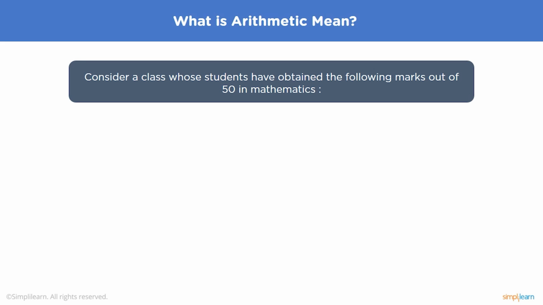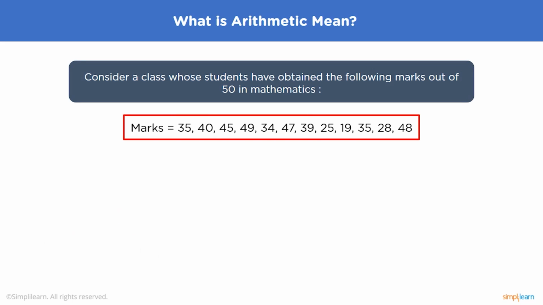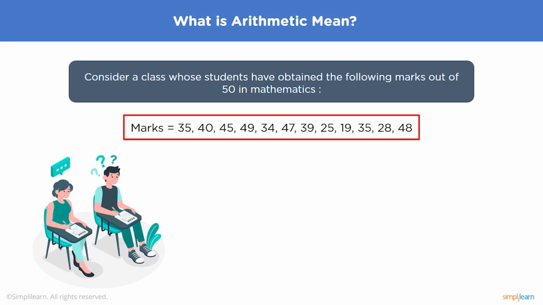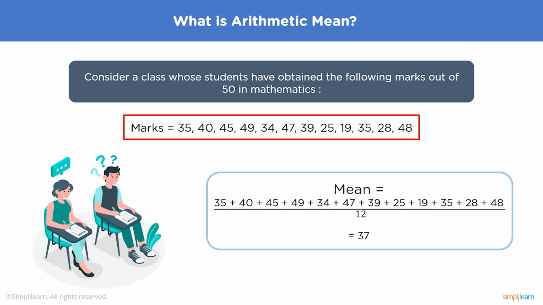Consider a class whose students have obtained the following marks out of 50 in mathematics. There are 12 students and the marks obtained by them are 35, 40, 45, 49, 34, 47, 39, 25, 19, 35, 28 and 48. Mean is nothing but the average of all the terms which are given to us divided by the total number of terms. We add all the terms and divide it by 12, which is the total number of terms. The mean that we get is 37. Which means the average marks of our class is 37.